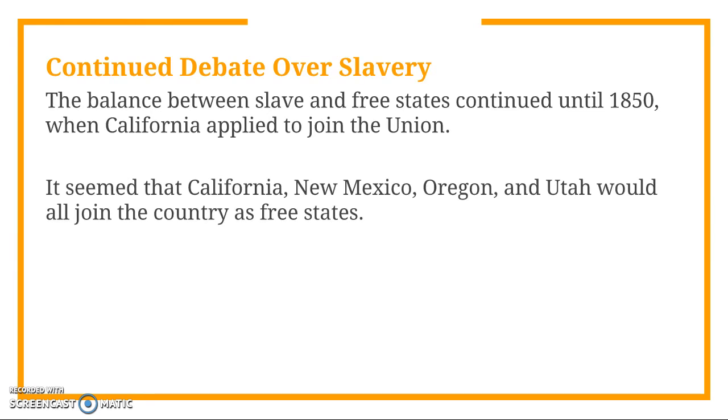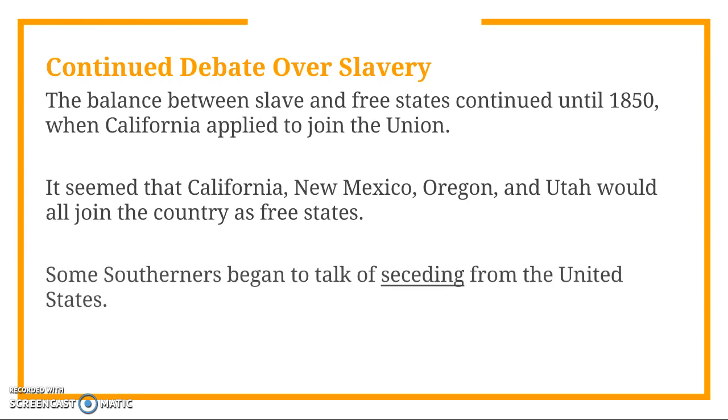And California, it was looking like, would not allow slavery, and 3 additional territories that many believed were going to apply for statehood as well, New Mexico, Oregon, and Utah, also appeared as though they were going to join the country as free states. And this made Southerners very, very nervous, because with 4 new free states and no additional slave states, they would be greatly outnumbered in the Senate and in the government overall.